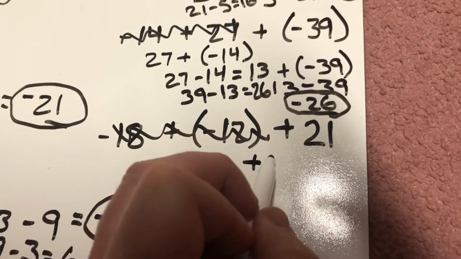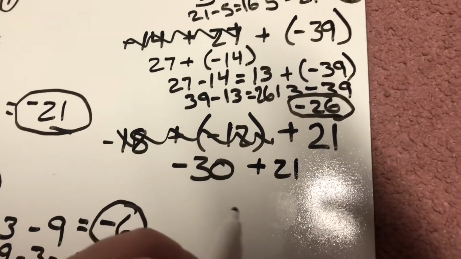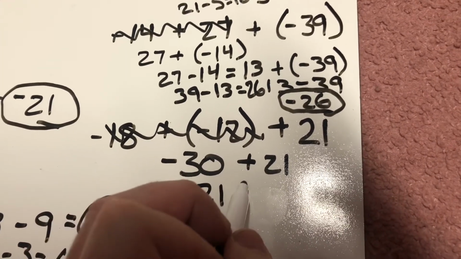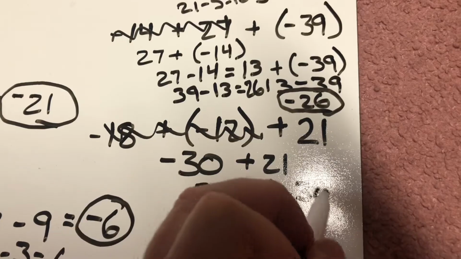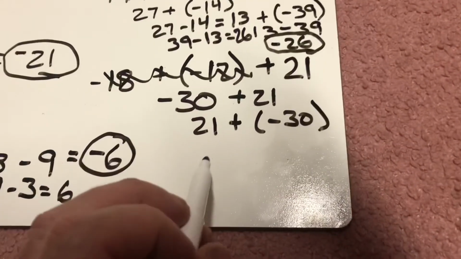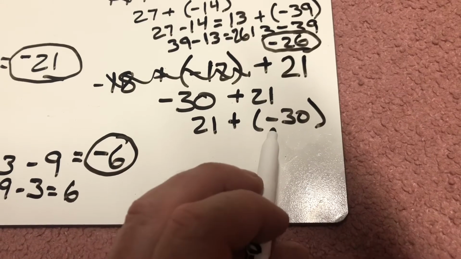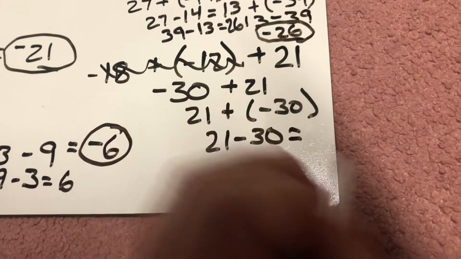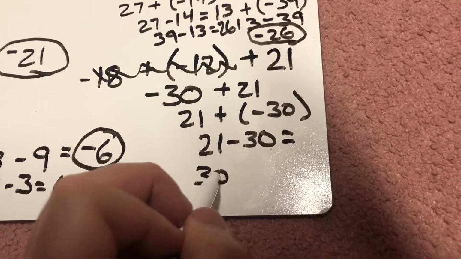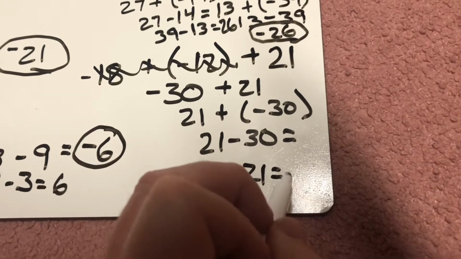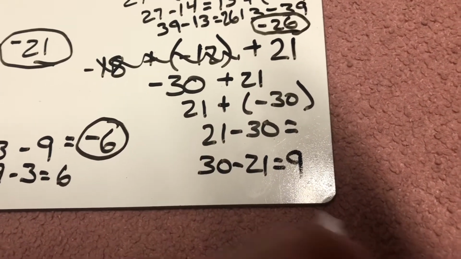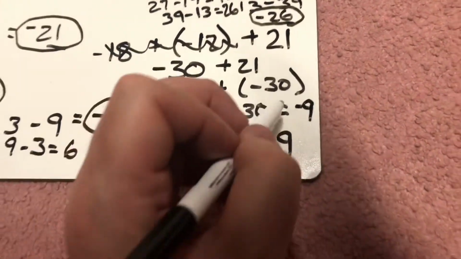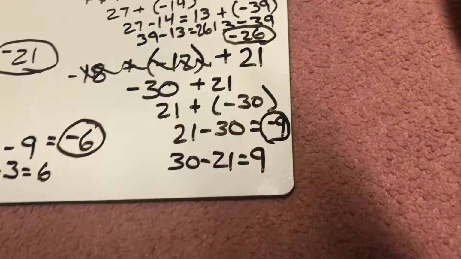Now I'm left with negative 30 plus 21. So I'm going to flip the addition problem and make it 21 plus a negative 30. When I have 21 plus a negative, I know that adding a negative is the same as subtracting. So that's 21 minus 30. I can flip that around and think of it as 30 minus 21. Now I know that 30 minus 21 equals 9, which means that 21 minus 30 is equal to negative 9. And that is my final answer.